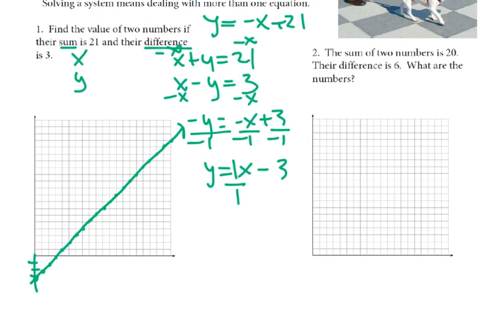Alright. Then for the other one, we start up at 21, which I believe is 1 up there. Right, 1, 2, 3, 4, 5, 6, 7, 8, 9, 10. Yeah, that would be 20. And now it's negative x, so negative 1 over 1 for our slope, so down 1 to the right one. And we look to where they intersect, because that intersection point is going to tell us what our two numbers are. The x and the y.